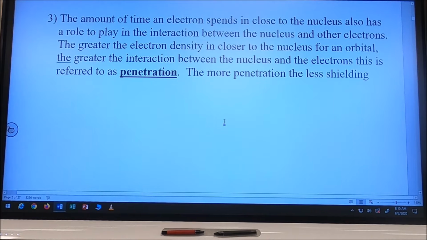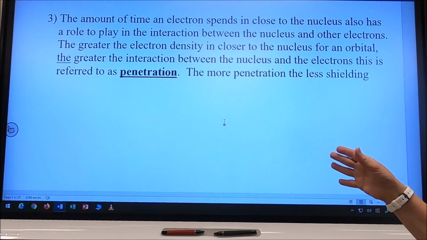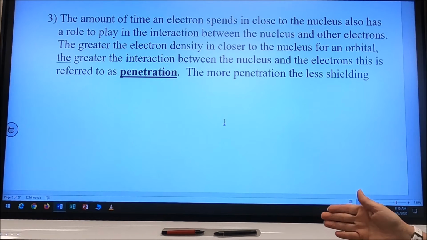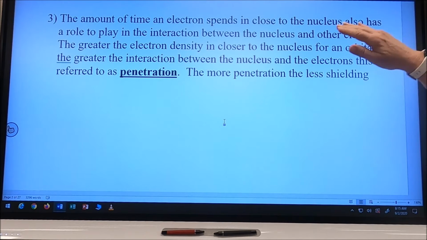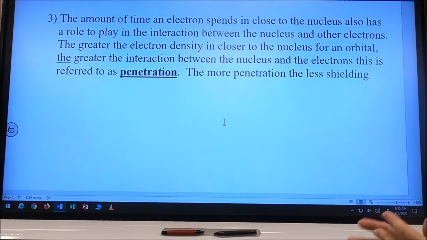Okay? Now remember that orbitals overlap. And that outer electron, the electron in the outermost shell, or the outer shells, is not kept from going in close to the nucleus. It gets to move in and out from the nucleus. But the time that it spends in close to the nucleus is going to play a role in how much pull it feels from the nucleus.